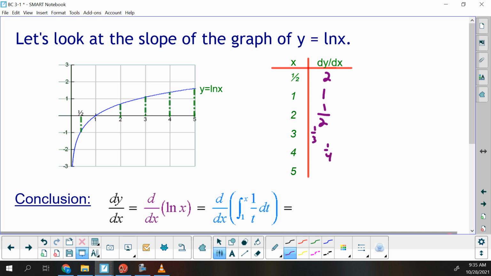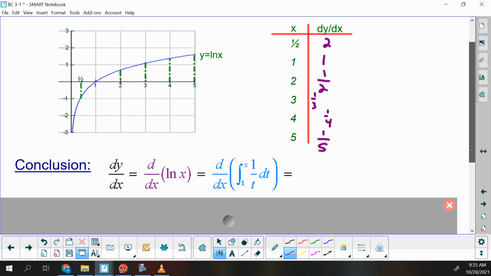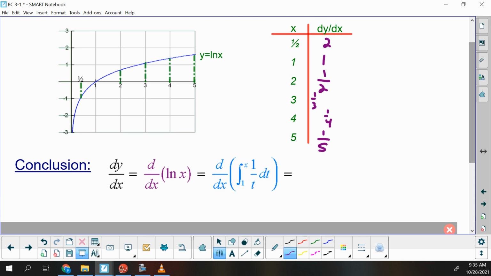So hopefully you can make a prediction now at 5. What is the slope probably going to be? Well, it's going to be 1/5. So let's see if we can come up with a conclusion.